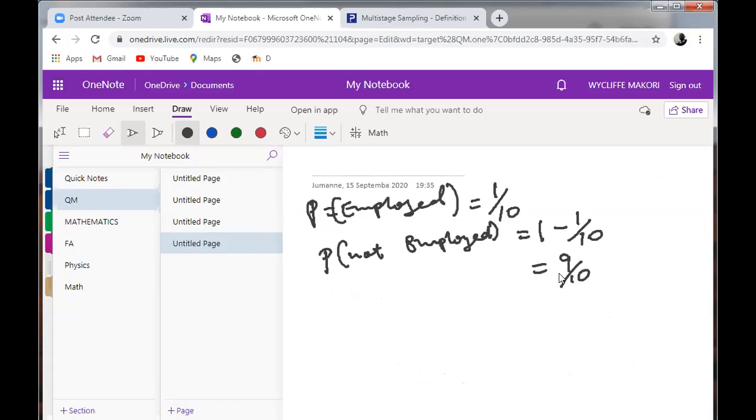The probability of an event happening plus the probability of the same event not happening must add up to one. So if you are given one probability, the probability of the opposite is 1 minus the probability that you have been given or which you are able to calculate.